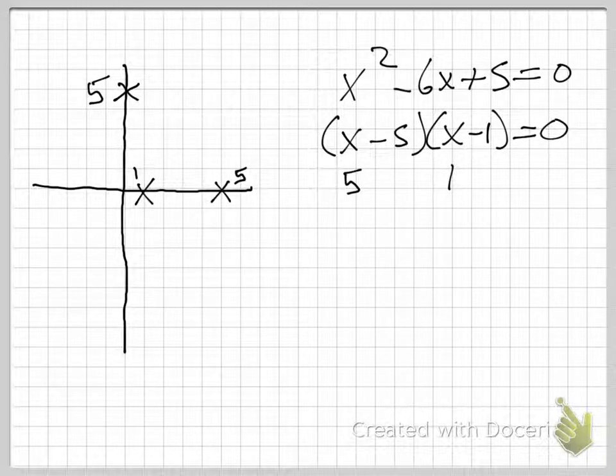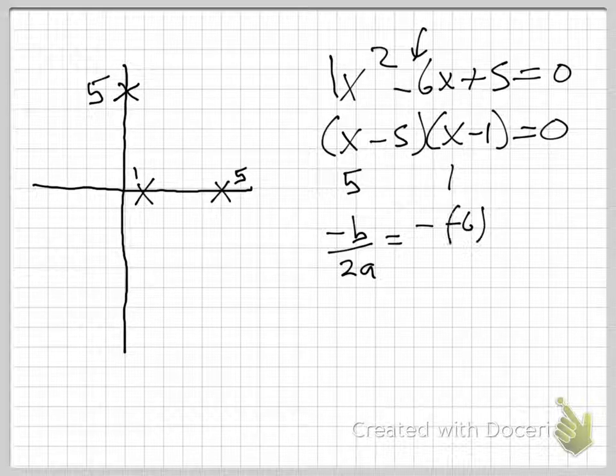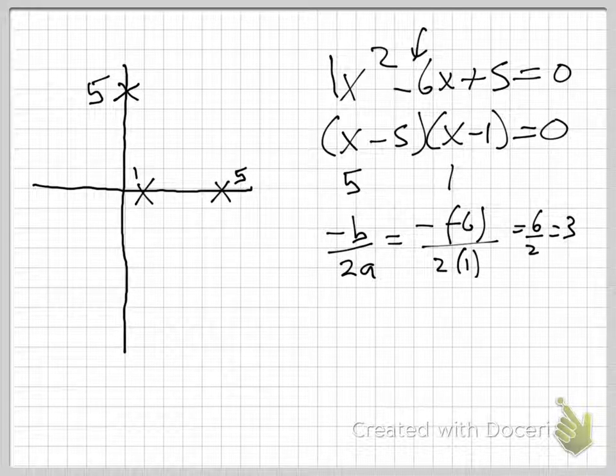Right, now then, what is the vertex? If you remember, if you watch other videos, you do negative b over 2a to find the vertex, or at least the x value. The a is the 1 in front of the x squared, the b is the negative 6 in front of the x, okay? So, negative, what's b? It's negative 6. Well, over 2 lots of a, which is 1. That is 6 over 2, which equals 3. So 3 is the x-coordinate of the vertex.